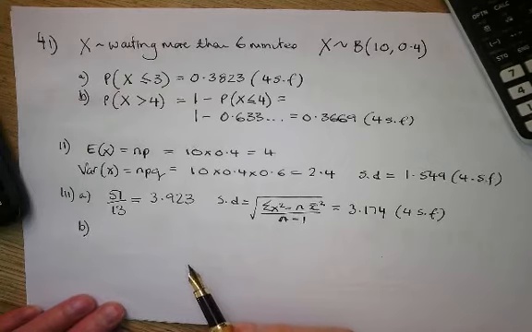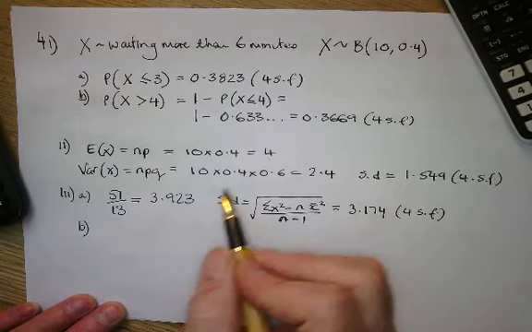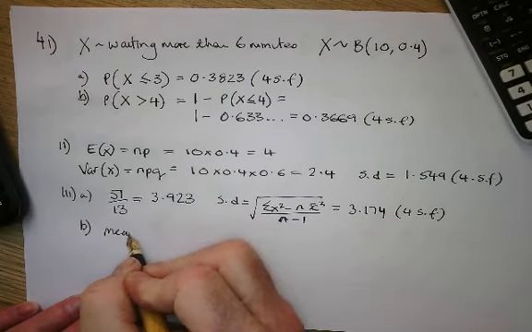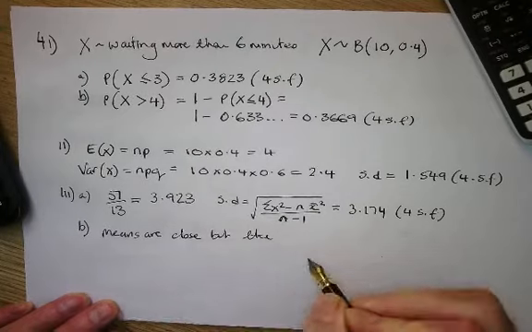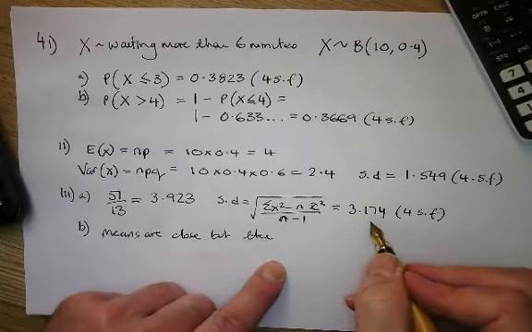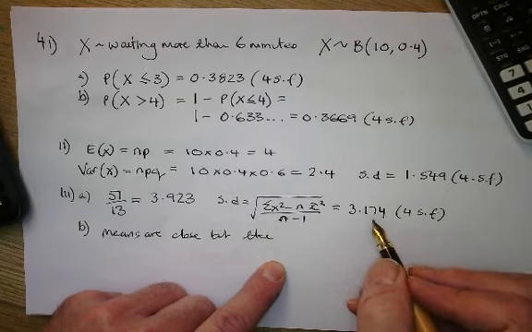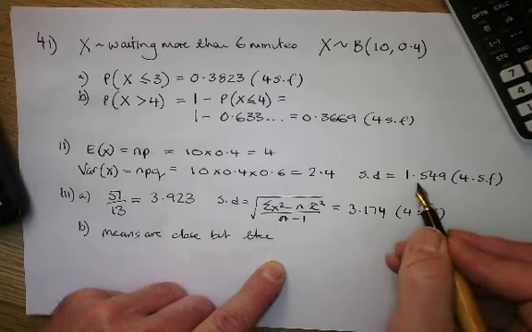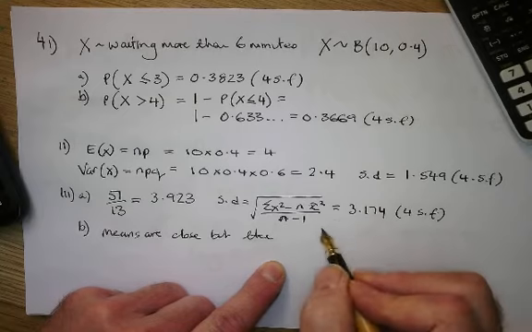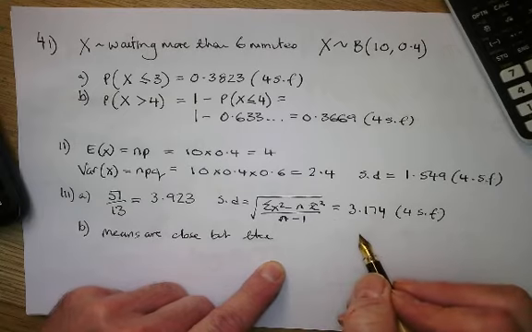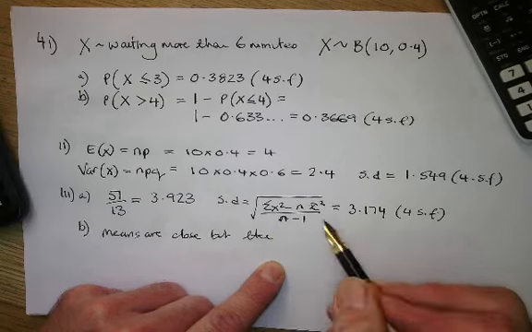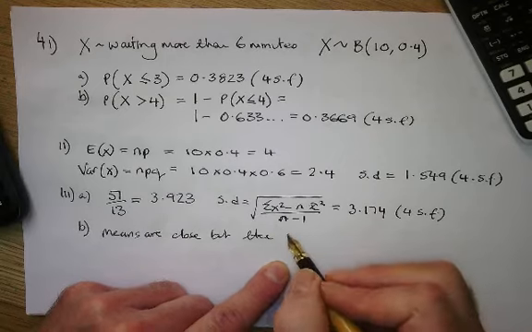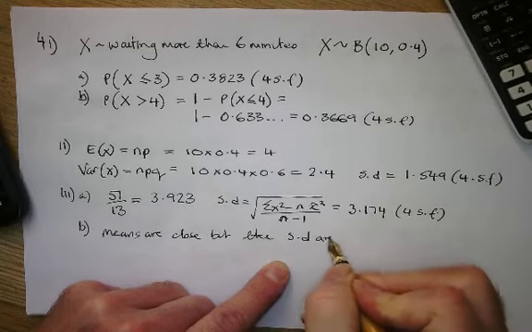State here now, with reason, whether your answers support her belief. Well, the means might be close, because the mean here is 4 and the mean is there. So means are close, but the SD, the deviation from the mean, is hugely different. This standard deviation here is 3.2, this is 1.5. So because the standard deviations are very different between the theoretical model and the actual model, I would say it's not appropriate.